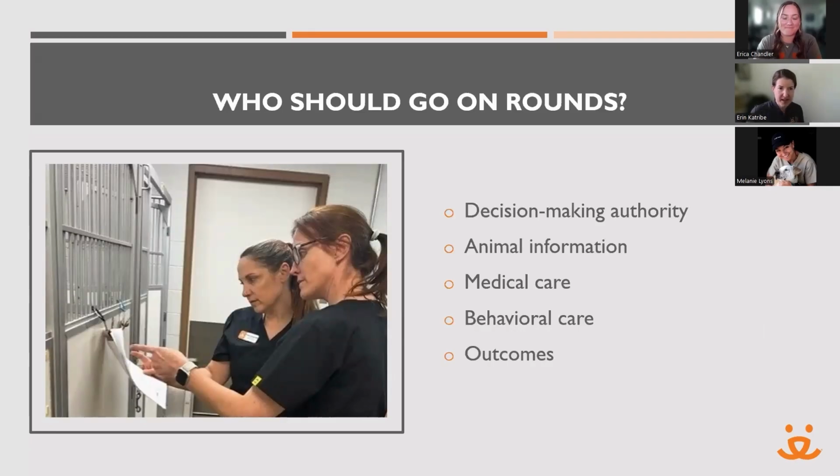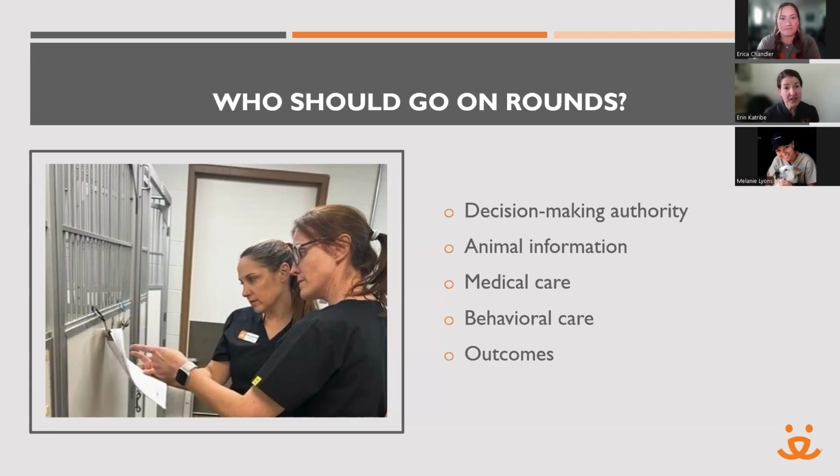So who should go on rounds? Let's dive a little bit deeper. So we talked about some of those representatives from various departments, but really thinking about the who. And so having representatives from those departments that have decision-making authority is going to be important. So one of the benefits of rounds is that we're standing there together, we can have a quick conversation, we can collaborate and address an issue that we're seeing with an individual animal or with our population. But in order to do that effectively, folks that are on rounds need to have that decision-making authority.